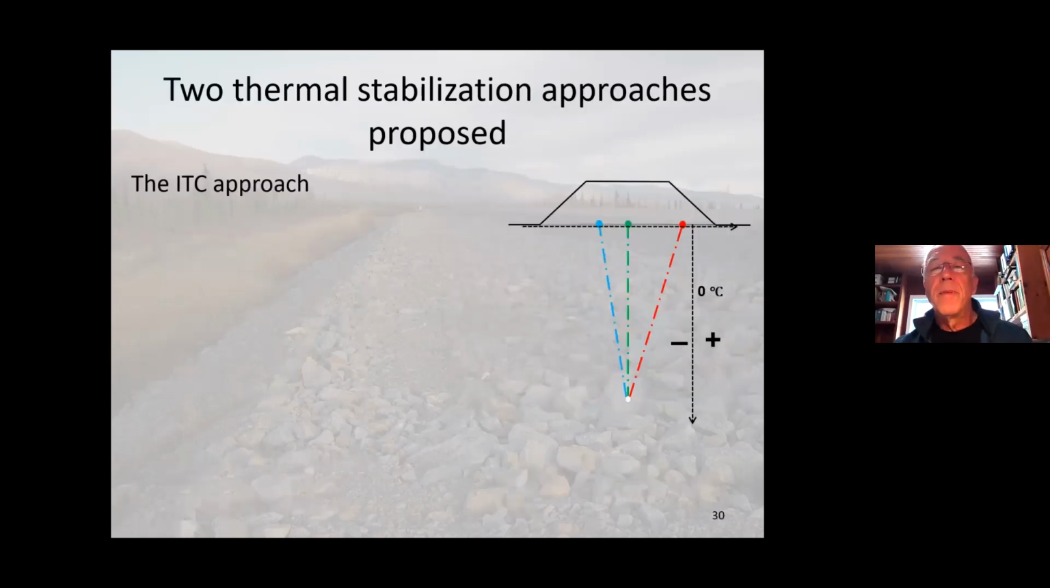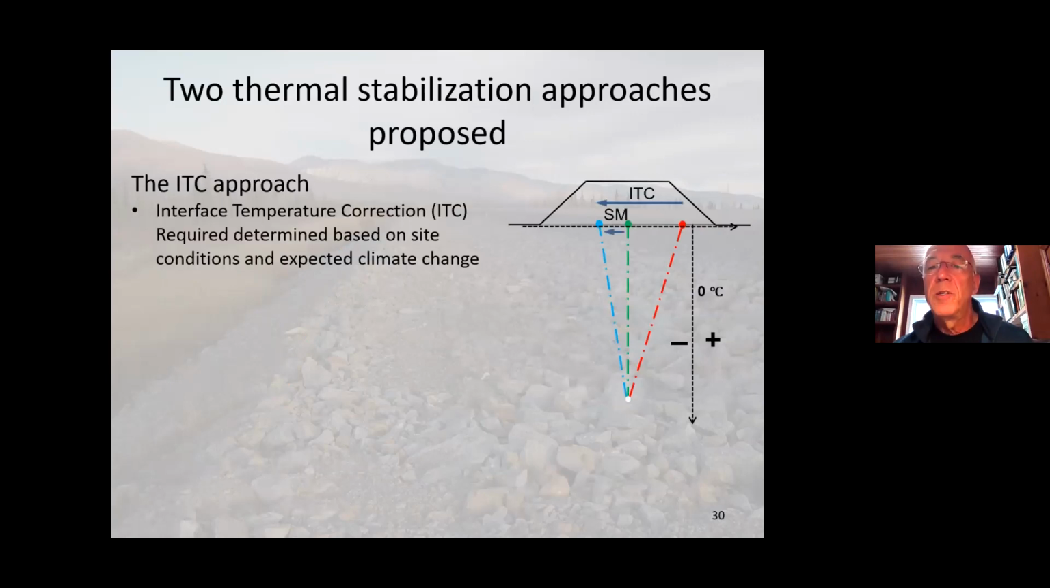That principle can be used with a simplified approach, which is called the ITC approach. ITC means that you're using the interface temperature correction. So you need to go from that temperature to this temperature to assure long-term performance of your system. So the ITC becomes an index that is correlated with some geometric parameter of the embankment. So you can adapt the embankment to correct the temperature on the interface.